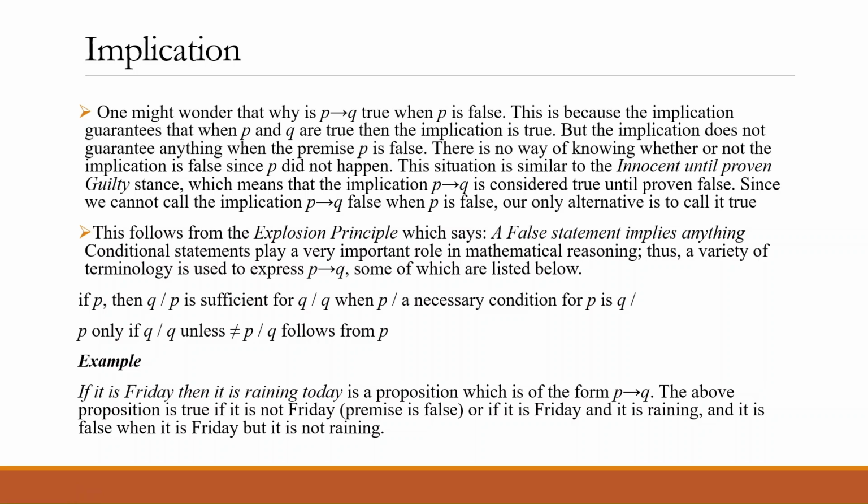Now, one might wonder why P implies Q is true when P is false. This is because the implication guarantees that when P and Q are true, then the implication is true. But the implication does not guarantee anything when the premise P is false. There is no way of knowing whether or not the implication is false since P didn't happen. This situation is similar to the innocent until proven guilty stance, which means that the implication P implies Q is considered true until proven false. Since we cannot call the implication P implies Q false when P is false, our only alternative is to call it true. This follows from the explosion principle, which says a false statement implies anything.